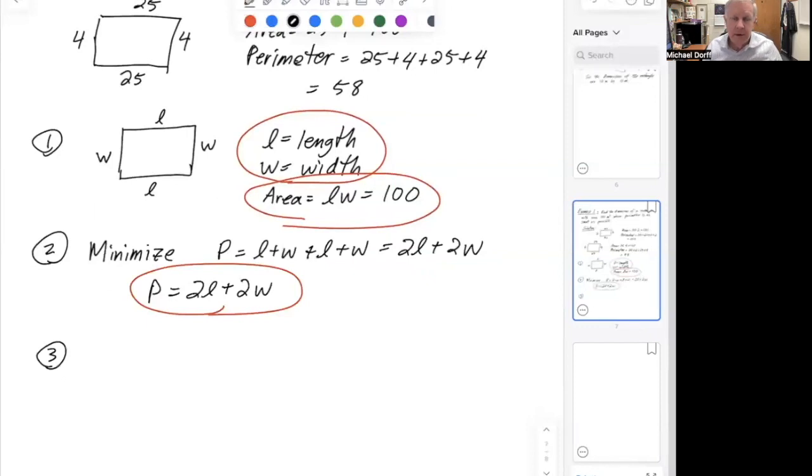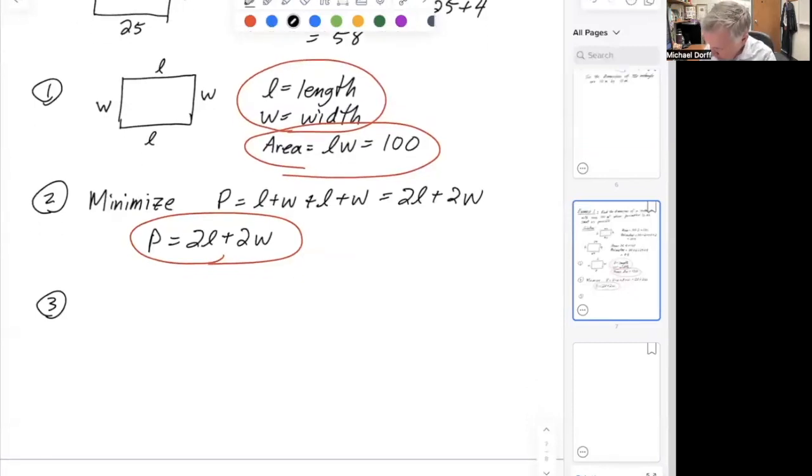It's much easier in taking the derivatives and solving this problem if we get rid of one of those variables. And we can do that by using the formula for the area up there, that L times W equals 100. So right now we know that L times W is 100. I can solve for one of the variables. So let's just solve for W. I can do that by dividing both sides by L.